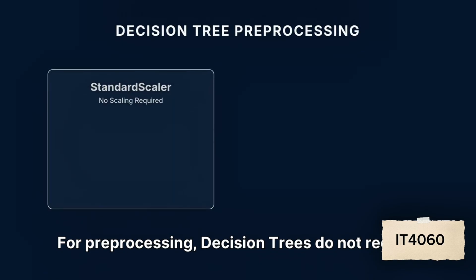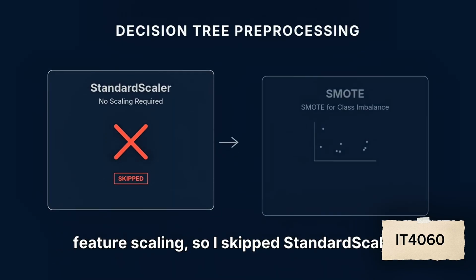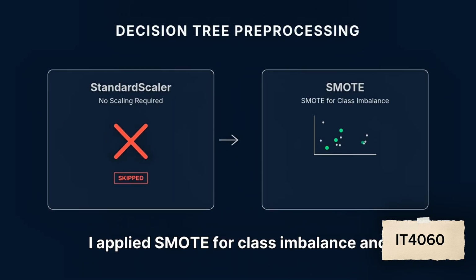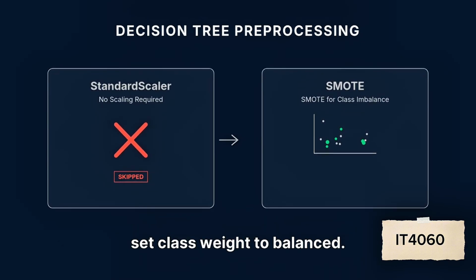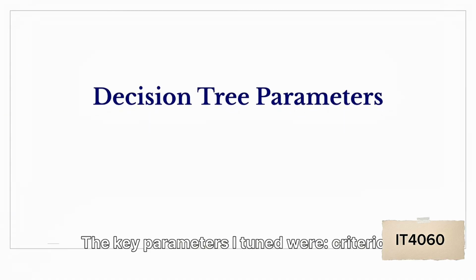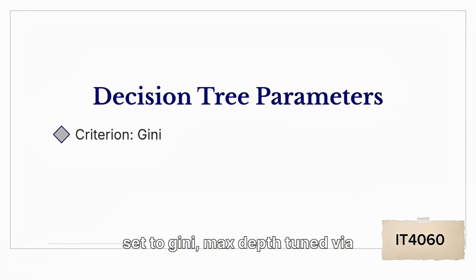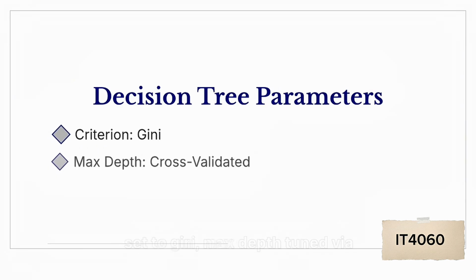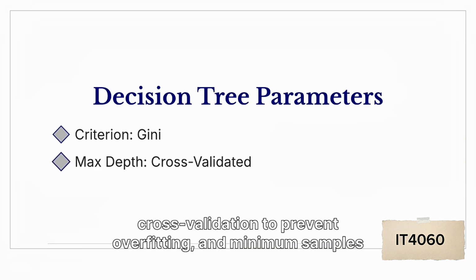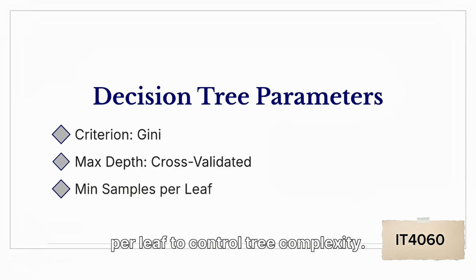For preprocessing, decision trees do not require feature scaling, so I skipped StandardScaler. I applied SMOTE for class imbalance and set class weight to balanced. The key parameters I tuned were criterion set to Gini, max depth tuned via cross-validation to prevent overfitting, and minimum samples per leaf to control tree complexity.